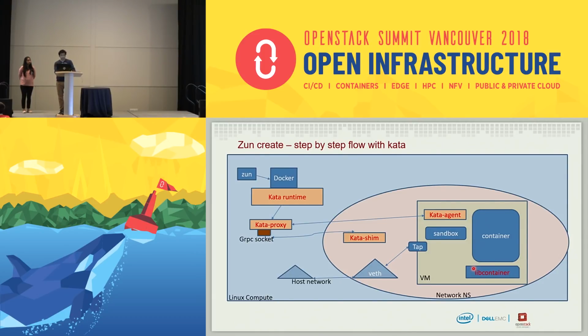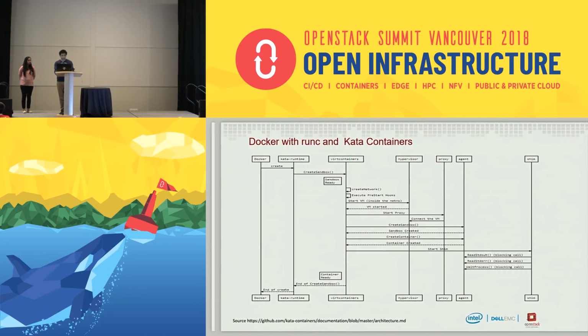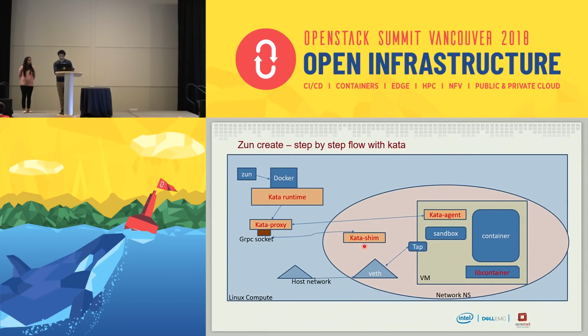Then once the lib container and the container have spun up, you have a process called Kata shim, which comes up inside the namespace. This is the namespace of the host. This is not the namespace of the VM. So this Kata shim comes and it connects with the Kata proxy using a gRPC socket, gRPC protocol, basically. Once the shim is created, that's when the actual container creation has completed.